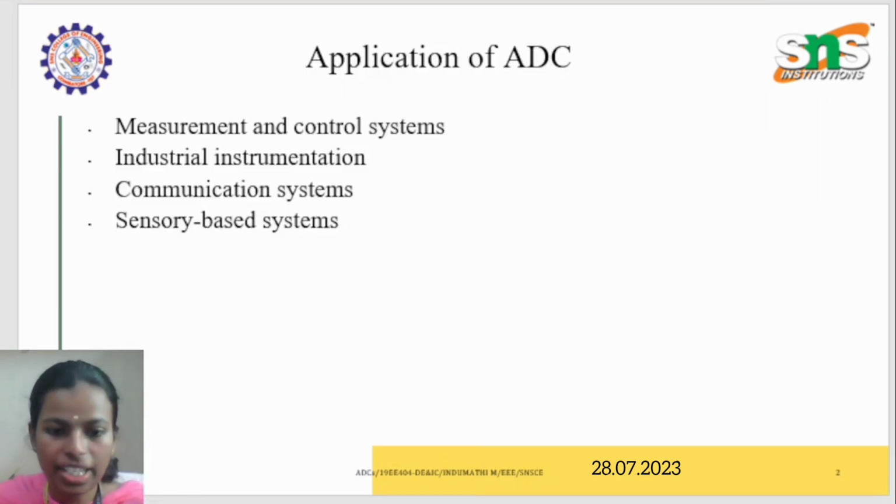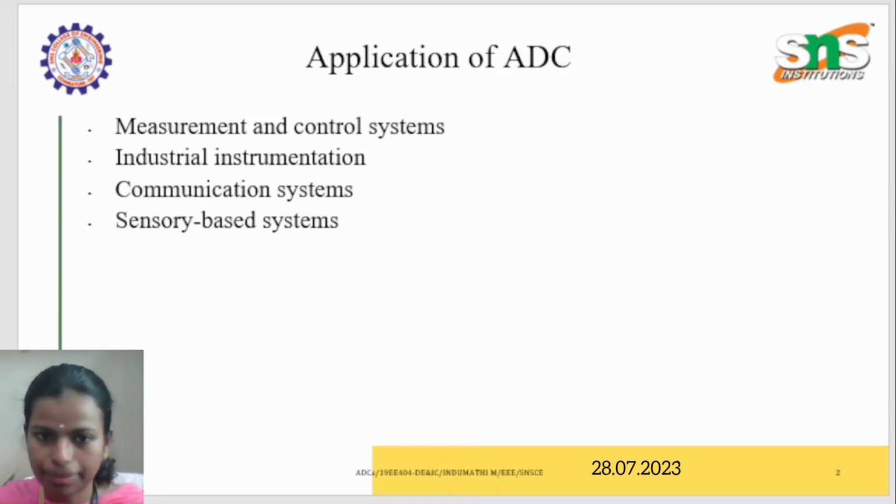First, we'll go through the applications. Measurement and control systems are one of the applications of analog to digital converters. For example, in control systems or any measuring units, we can use this analog to digital converter. Industrial instrumentation, and every industry, will have this ADC, because most systems, like computers, accept only zeros and ones, that is, digital values. That is the main advantage of an ADC.